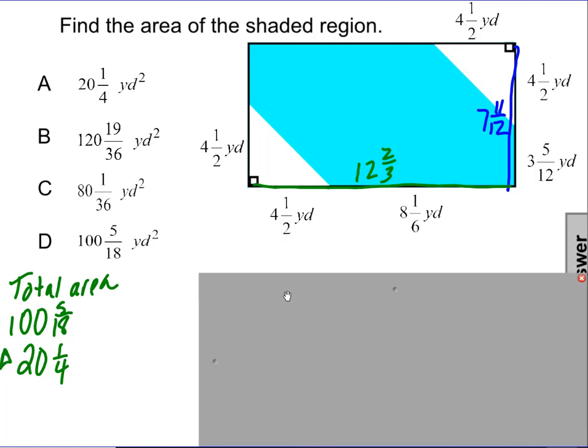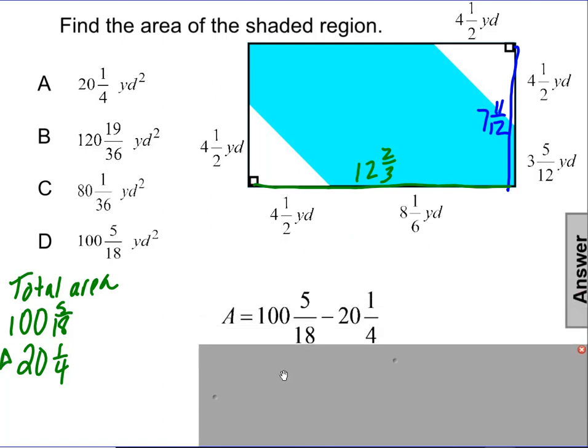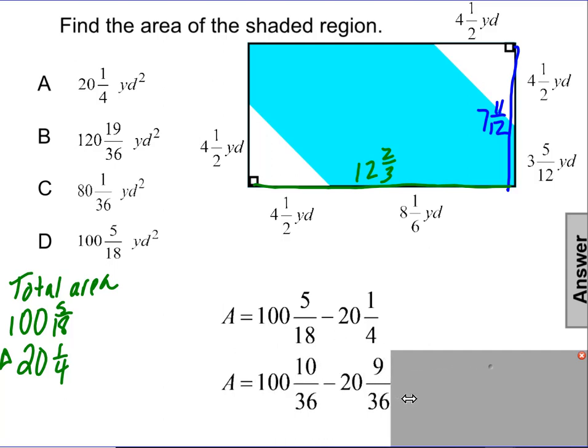So to find my total area of the shaded region, I take 105/18 and subtract 20 and 1/4. I need to find a common denominator, which in this case would be 36. So when I work them out, to multiply this by 2/2, I get 10/36. Multiply this by 9, I get 9/36. My final answer is 80 and 1/36 yard squared.